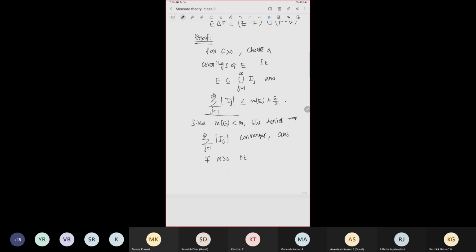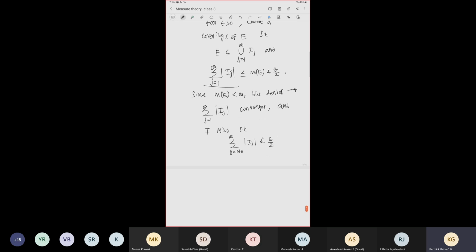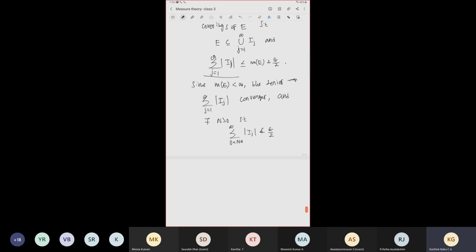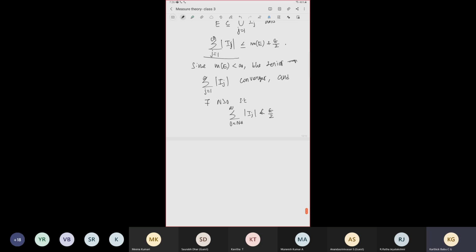After that, the summation from n plus 1 to infinity of the length of the interval is less than epsilon by 2. Since it is convergent, after a finite stage those infinitely many sums have to be small. This follows from the definition of convergence. So now we know how to choose F, because this is very small, so the rest, the finite part, we can choose as F.